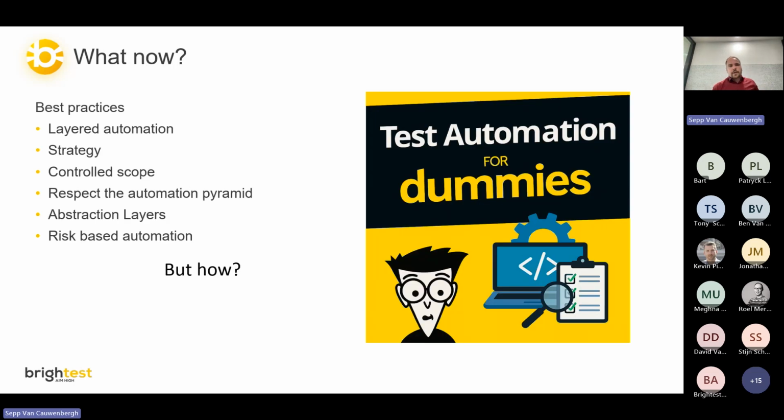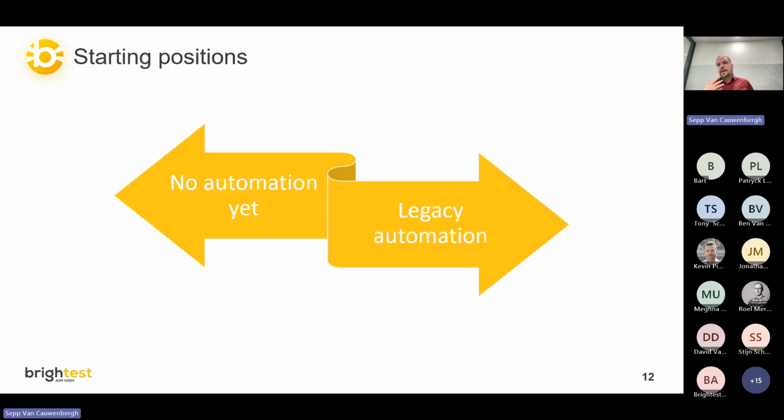So basically, what now? I gave you 6 best practices: the layered automation strategy, control your scope, respect the automation pyramid, have your abstraction layers, and the risk-based automation. And now what? That's usually the question we get. And if you look at it, we basically have 2 starting positions. First of all, you don't have automation. Second of all, you do have test automation, but that is also legacy. So let's start with the first one.